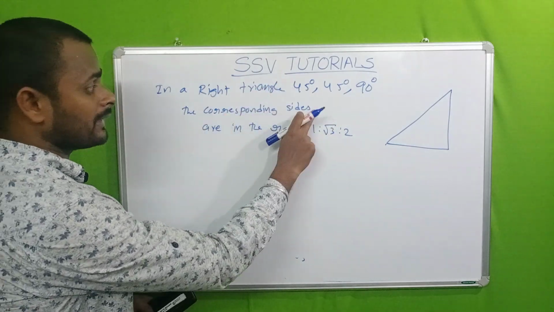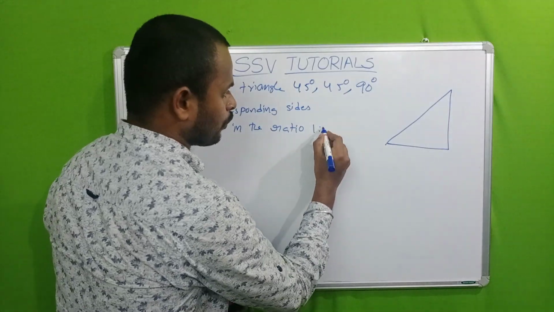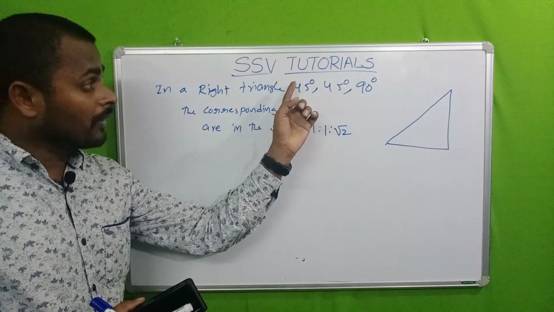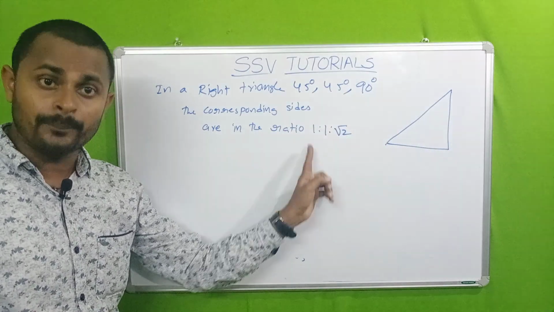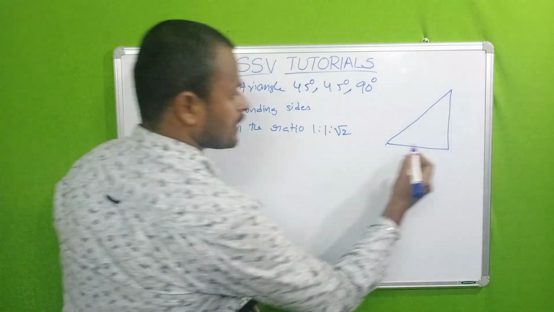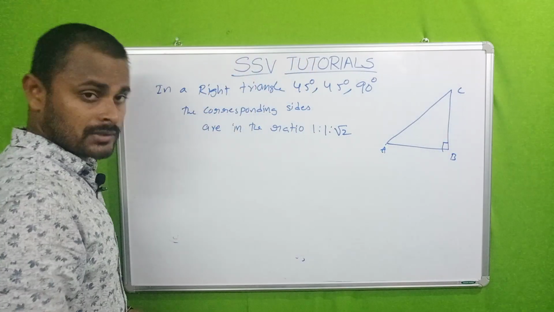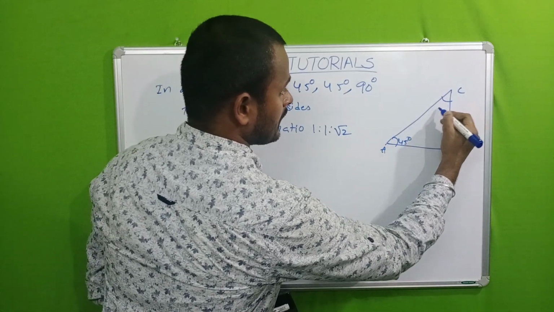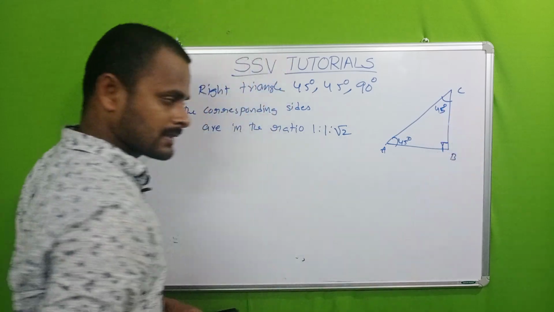Then the corresponding sides are in the ratio 1 is to 1 is to root 2. Very important: the angles are 45, 45, 90 degrees, then the corresponding sides are in the ratio 1 is to 1 is to root 2. For example, A, B, C are the vertices of the triangle, and this is 45 degrees, and this is 45 degrees, and this is the right angle, 90 degrees.